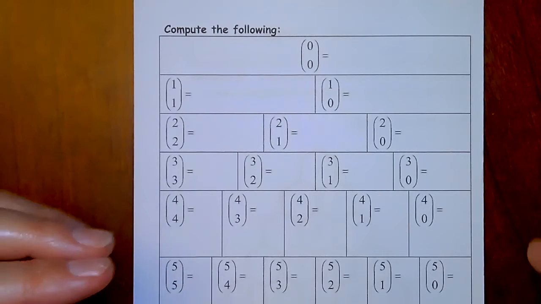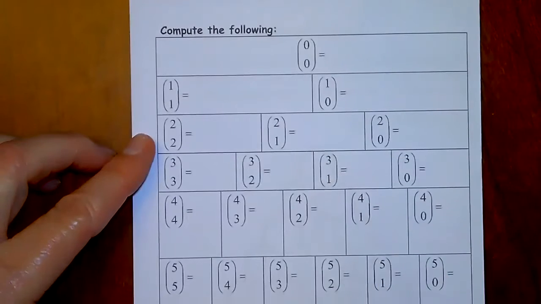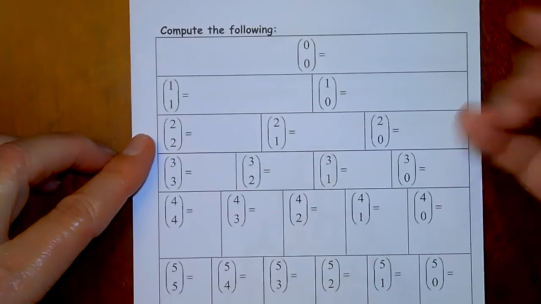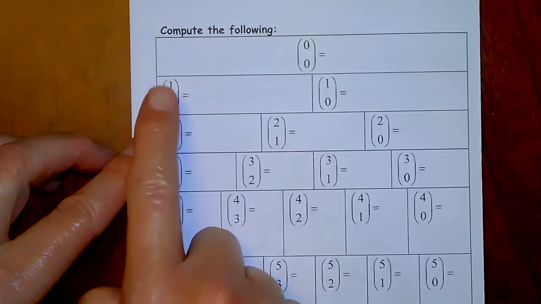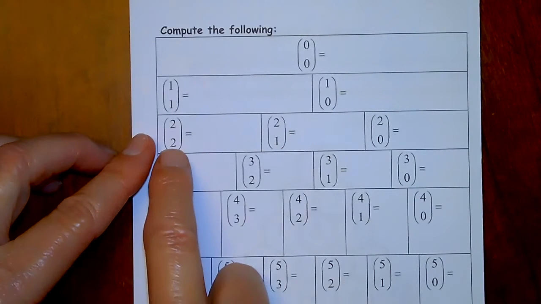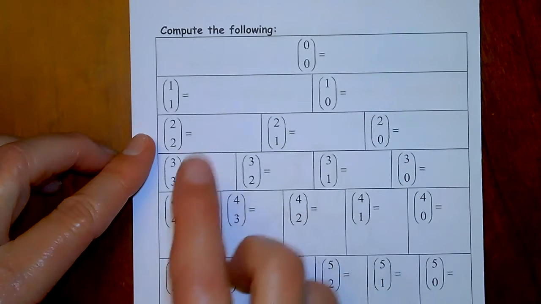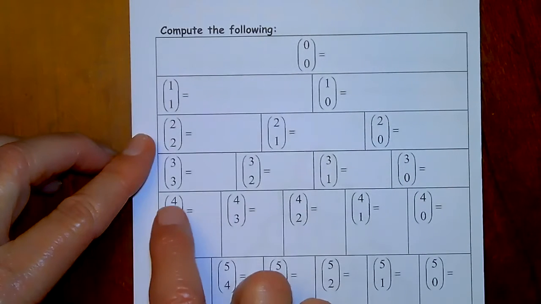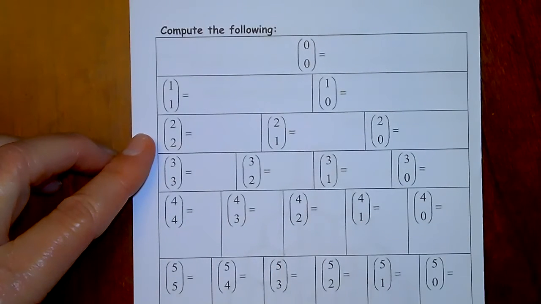So the next thing I'd like for us to do is work out these different combinations. And again, this is really 0 choose 0, for example. This is 1 choose 1, 1 choose 0, 2 choose 2, 2 choose 1, 2 choose 0. So what you'll notice is every row is, for example, 4 choose 4, then 3, then 2, then 1, then 0. So we're going to compute these.